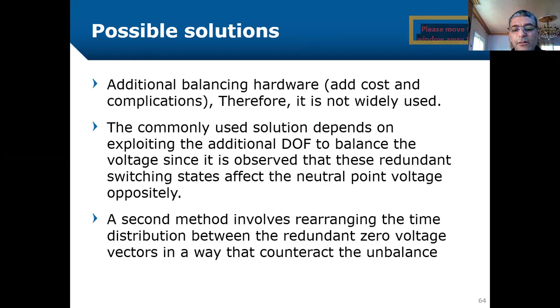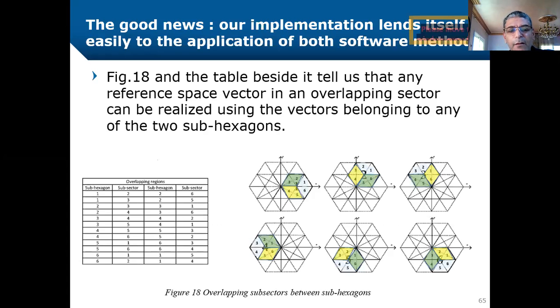And a second method involves rearranging the time distribution between the redundant zero voltage vectors in a way that counteracts the imbalance. The good news is that our implementation lends itself easily to the application of both software methods. Figure 18 and the table beside it tell us that any reference space vector in an overlapping sector can be realized using the vectors belonging to any of the 2 sub-hexas.